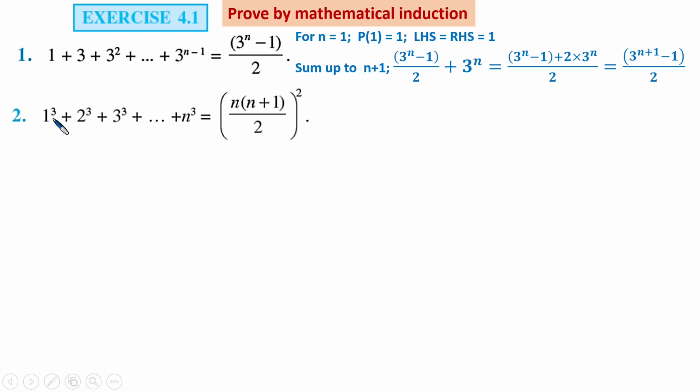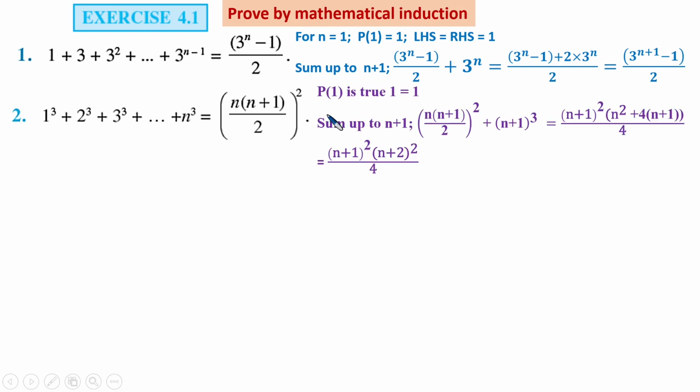Now the second problem, 1 cube plus 2 cube plus up to n cube. I am doing it very briefly, so kindly do all the steps properly. I am just doing it in the margin to show that these are not so difficult. The summation of all these cubes is nothing but n times n plus 1 divided by 2, the whole square. You can do this kind of thing by the direct method also, but sometimes it is too lengthy, and the induction method helps you.